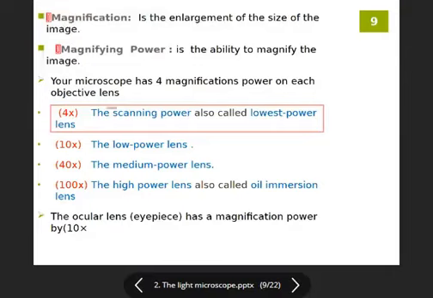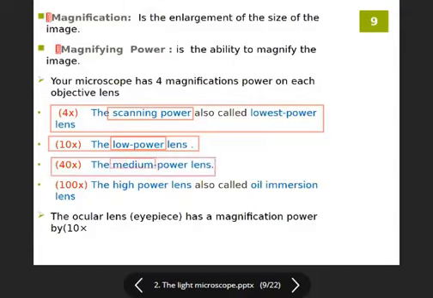You know scanner? Scanning lens. Scanner means it will help you in the location of the specimen. So when you put the slide, you need to locate the specimen. This you will do with 4x. So always start from 4x. When you find the specimen, bring it in the center of the vision. Then you can increase to 10x, which is low power. Then you can come to 40x, which is medium power, and then you will come to 100x, which is high power.